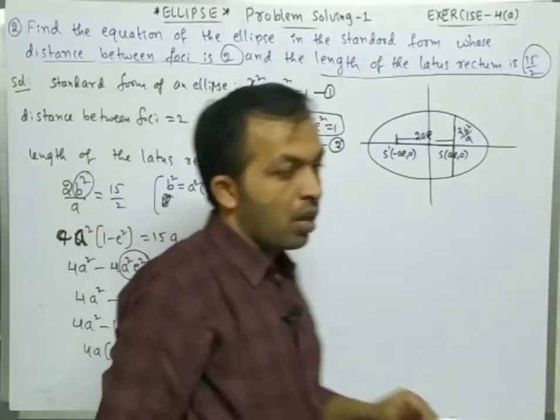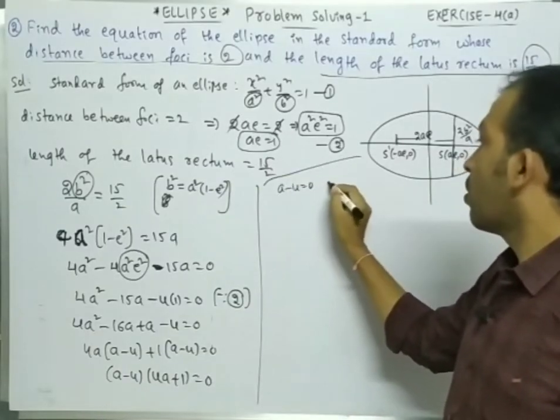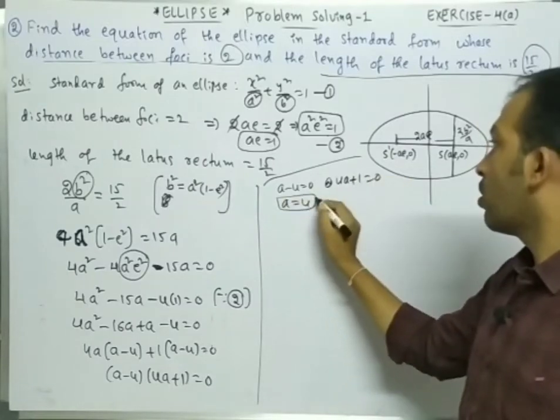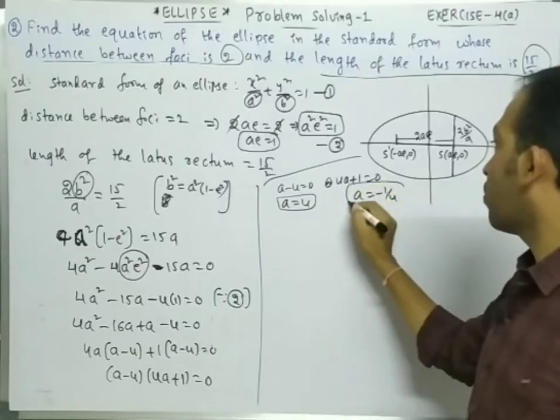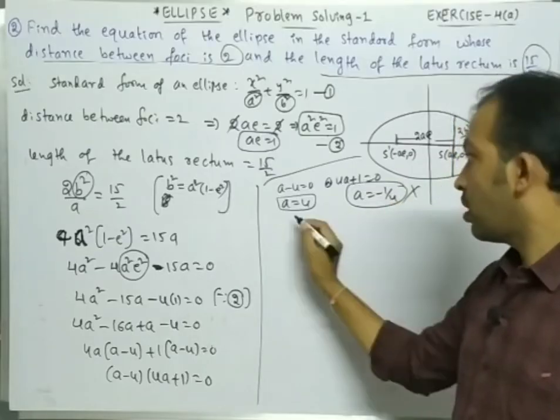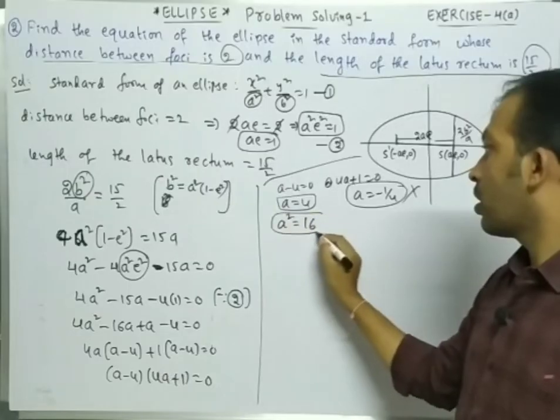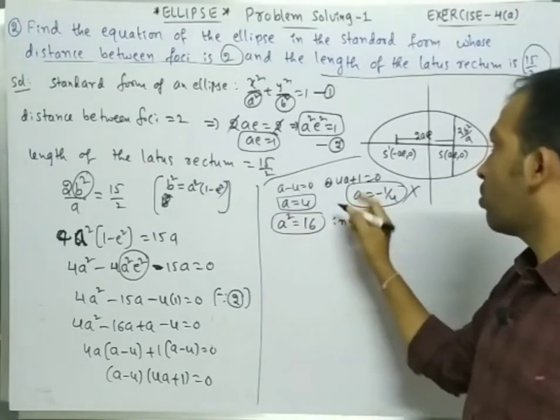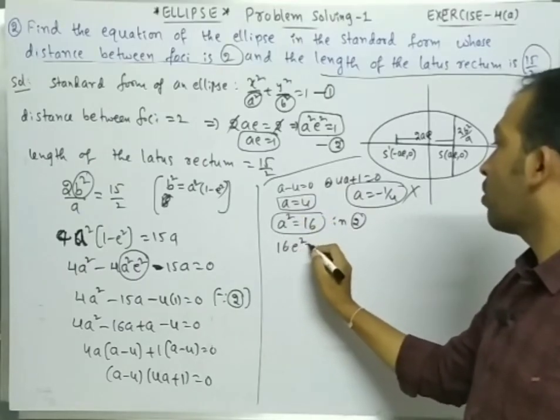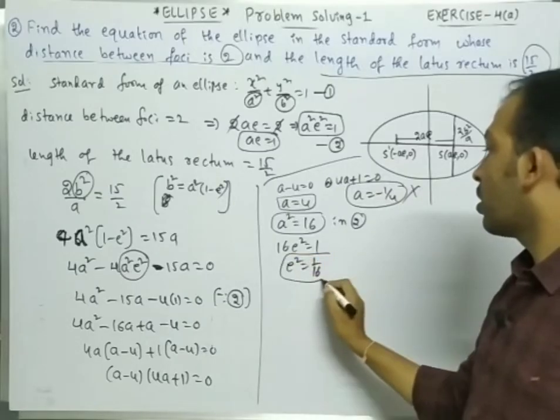So here a minus 4 is equal to 0 or 4a plus 1 is equal to 0. So a is equal to 4. Here a is equal to minus 1 by 4, but length cannot be negative, so don't take this value. Okay, right. So now a value is 4, then a square value is 16. Substitute in equation 1 here, you will get 16 into e square is equal to 1, right? So e square is equal to 1 by 16, right?